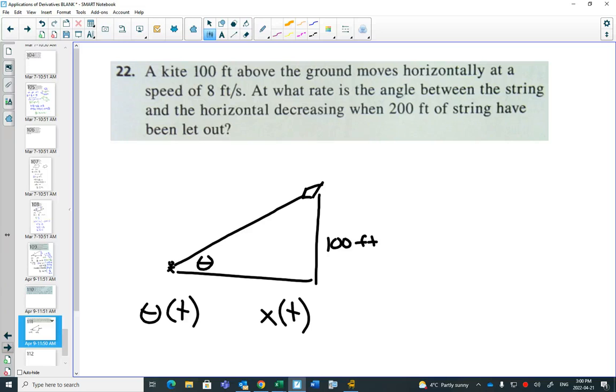Which direction is it moving? It's assuming that it's moving outwards, but it could be moving inwards at 8 feet. It could be. We don't know.